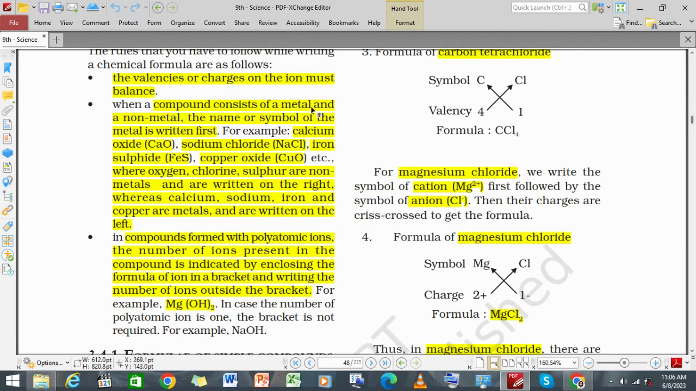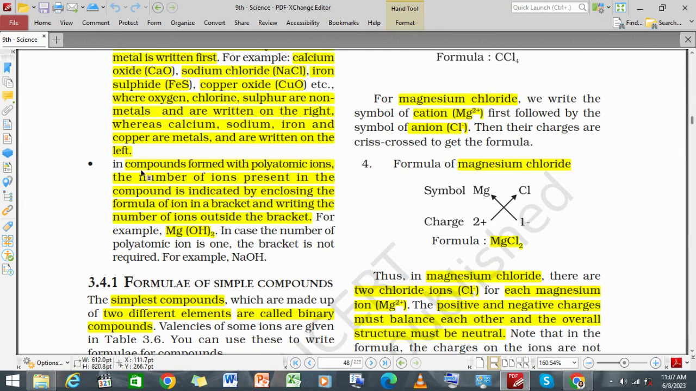A compound consists of metal and non-metal, and the name or symbol of the metal is written first. That means in calcium oxide, first the metal calcium will be written and later the oxide. In sodium chloride, first Na, then Cl, where oxygen, chlorine, sulfur, and other non-metals are written on the right, whereas calcium, sodium, iron, and copper are written on the left.